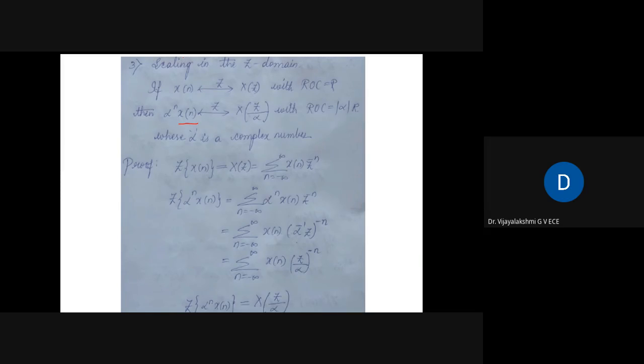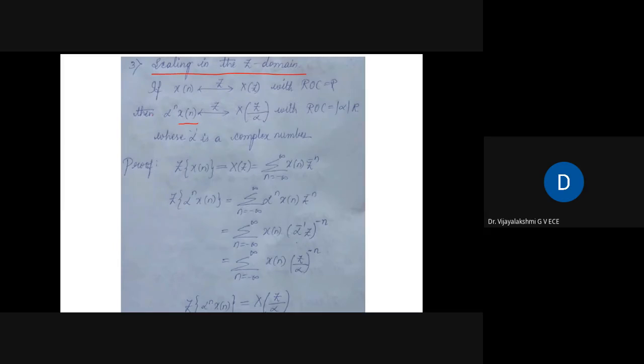Let us see the definition of the property. Please understand, scaling in the Z domain means we are scaling the Z domain signal. What is our Z domain signal? X of z. So if x of n and X of z form a Z transform pair with ROC equal to R, then I'll just go this way.